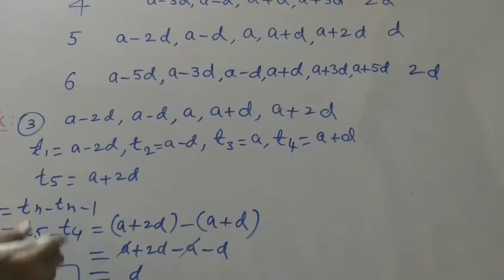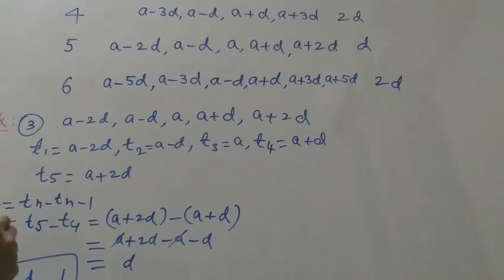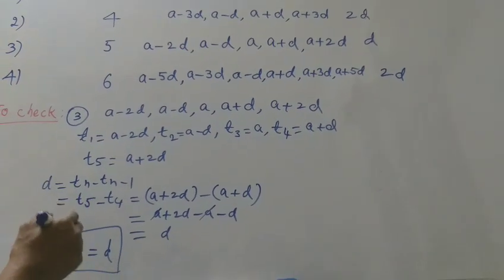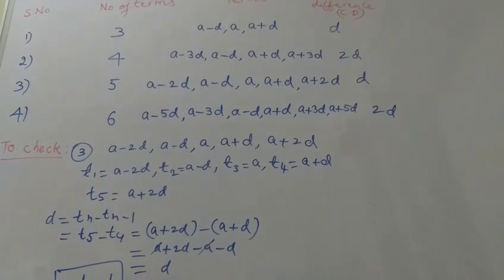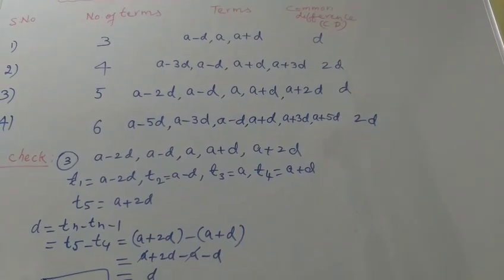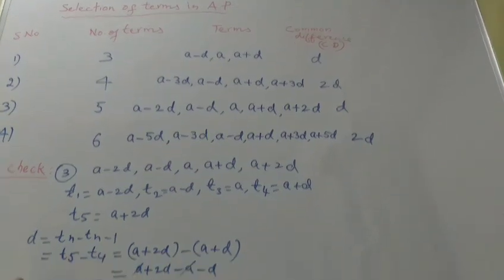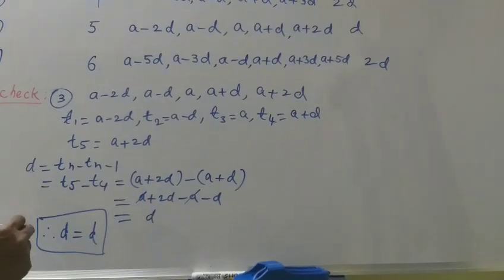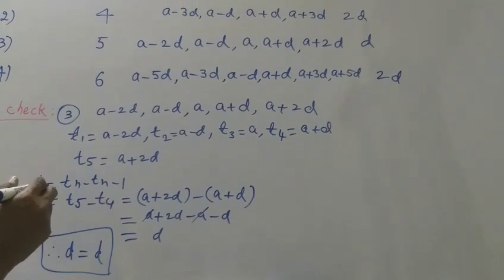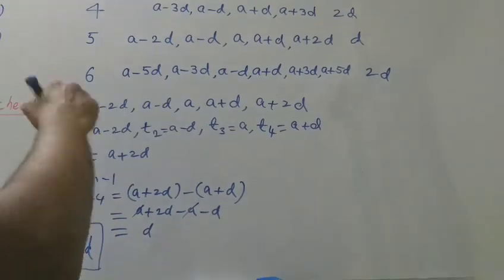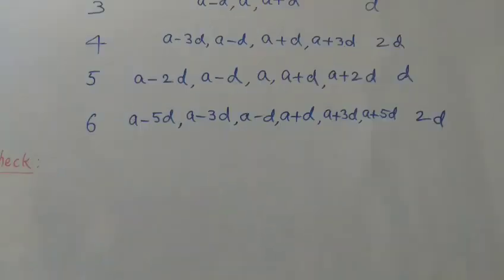Similarly you can take T4 minus T3, T3 minus T2, T2 minus T1 terms also. You will get the common difference is d. So this is the third explanation of the common difference, whether it is true or not. It has been confirmed that the common difference is d. Just now confirmed. Next.